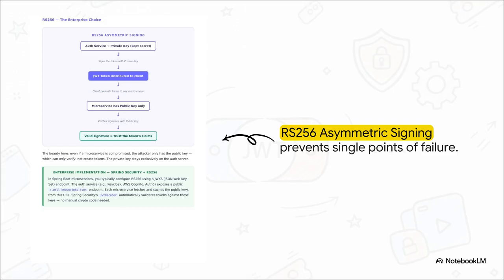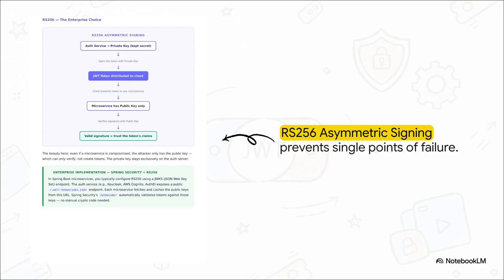In a true enterprise environment, you definitely don't share a single secret key everywhere. Instead, your central auth server, maybe that's Keycloak or AWS Cognito, holds a private key. Only that auth server can create and sign tokens. But what about all those downstream microservices? They only get the public key. They can verify the signature, sure, but they cannot forge new tokens.